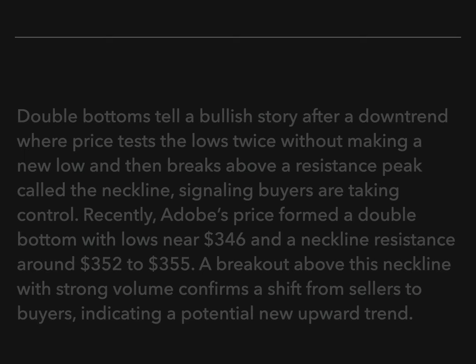Adobe's price action shows that the bears failed to push below 346 twice, which is a key accumulation zone for buyers. The neckline sits near 352 to 355, waiting for the price to close firmly above this with increased volume, and this is critical. The breakout confirms buyers are regaining control. Being patient and waiting for this confirmation before entering keeps you on the right side of the trade.